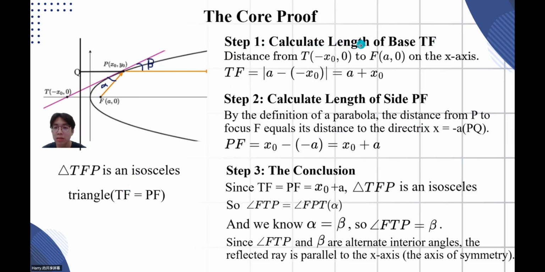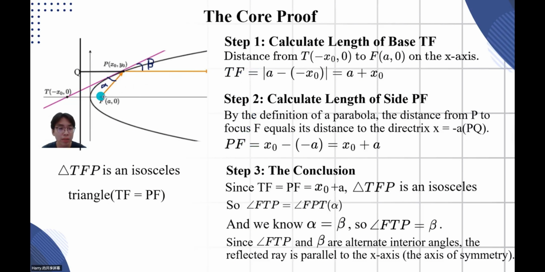The first step is to calculate the length of the base TF. We know the coordinates are T(-x0, 0) and F(a, 0), so TF is a plus x0. The next step is to calculate the length of PF. By the definition of a parabola, the distance from P to the focus F equals its distance to the directrix x = -a. So PF equals PQ, which is x0 plus a. Comparing TF and PF, we know PF equals TF.